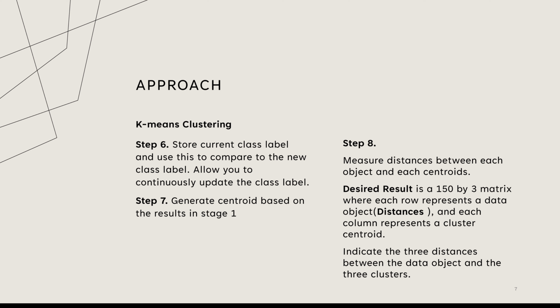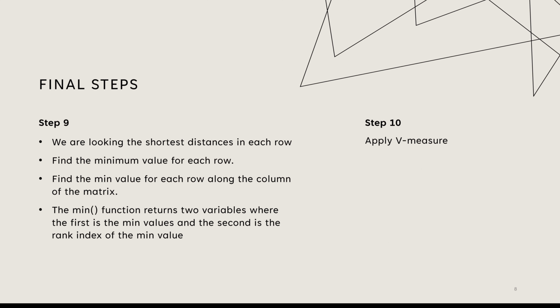And so here's our approach that we're going to see in the code. You're going to see an old and new class label that will be compared to each other. That's going to generate our centroid. And then after that, we're measuring the distances between those centroids. And our desired result is going to be a matrix of our distances, right? And that's going to indicate the three distances between the data object and the three clusters.